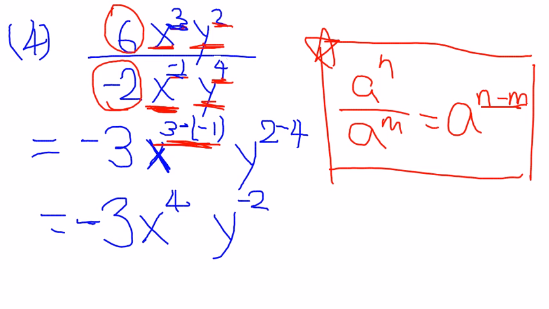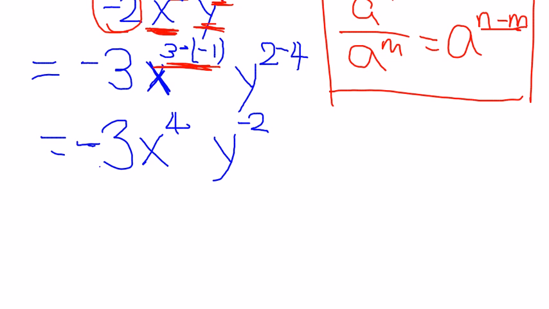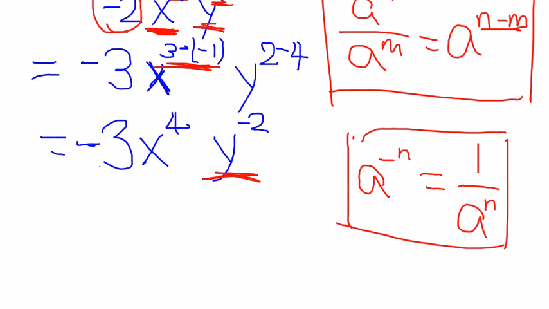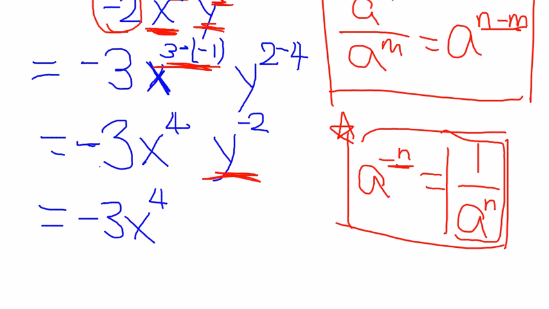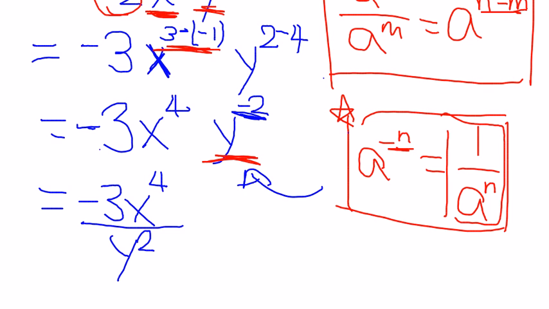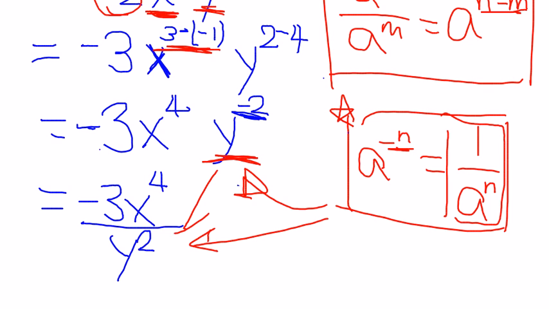So the last step here, you need to simplify this term with the negative exponent. We need to use the following rule: when you see a negative exponent, you can always write it as 1 over a to the power n. So to apply this step, we have -3 times x to the power 4, and y to the -2 here. It becomes 1 over y to the power 2, and that's the final answer to this problem. So I hope you can see why and how to apply the negative exponent to get this part here.